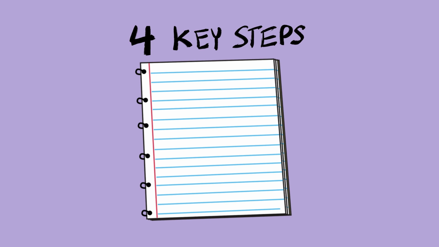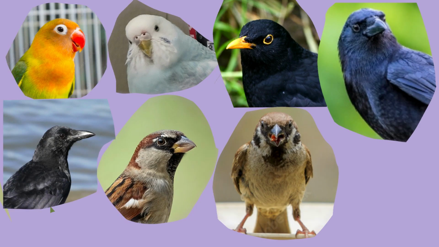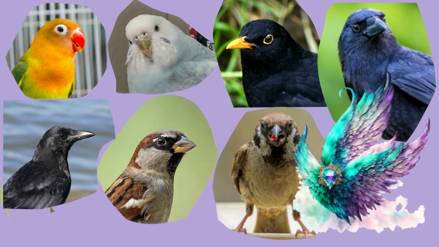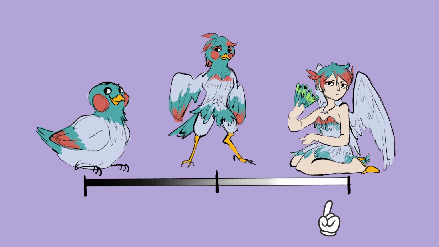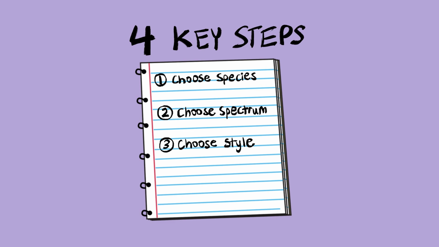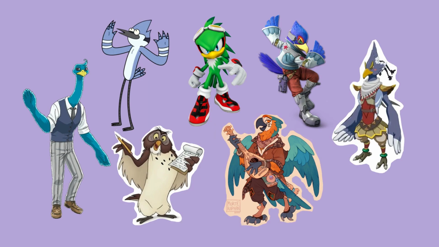Drawing bird characters can be broken down into 4 key steps. Number 1, choose species. What's your character's species? Are they a made-up species? Collect references of the species you choose. Number 2, choose spectrum. On a scale from bird to human, where does your character fall? Number 3, choose style. Bird characters can be drawn in all different sorts of styles. Style will impact the proportions and level of detail in your drawing.